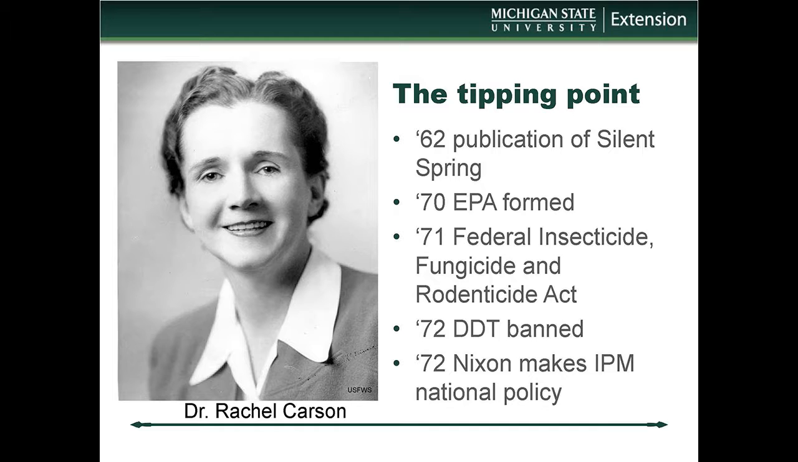So in 1970, the Environmental Protection Agency was formed. Shortly thereafter, the Federal Insecticide, Fungicide, and Rodenticide Act was made into law, and that is the law that governs all of our pesticides in the U.S. So it governs the registration of them and the use of them. In 1972, DDT was banned, and in that same year, the president made IPM national policy and established IPM programs around the country.